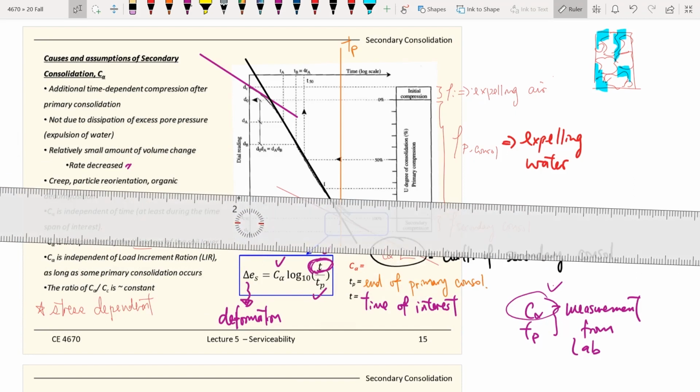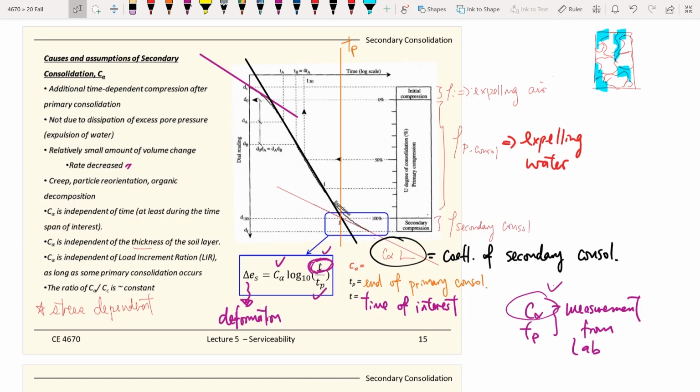So we talked about the source for the primary, and the source for immediate settlement, and the source for the secondary consolidation is creep. It is also usually called creeping, or particle orientation. So that's the source of secondary consolidation.